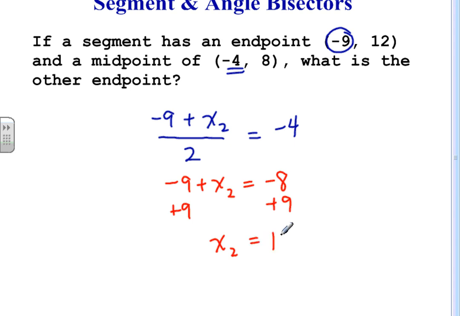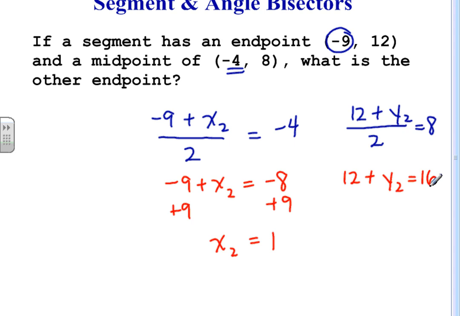And I'm going to do the same thing to see if I can figure out what the missing y-coordinate is. So I know 12 is the first one. I'm supposed to add it to something, find the average, and I should get 8. So again, multiply both sides by 2. So I know that it should add up to 16. So the y-coordinate must be 4. So the point that is the other endpoint is (1, 4).